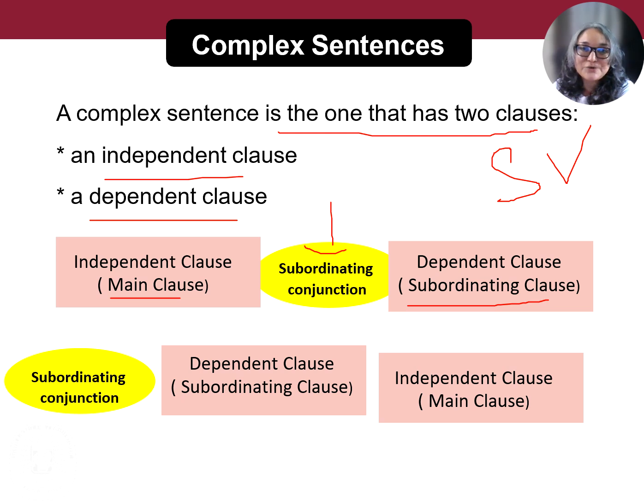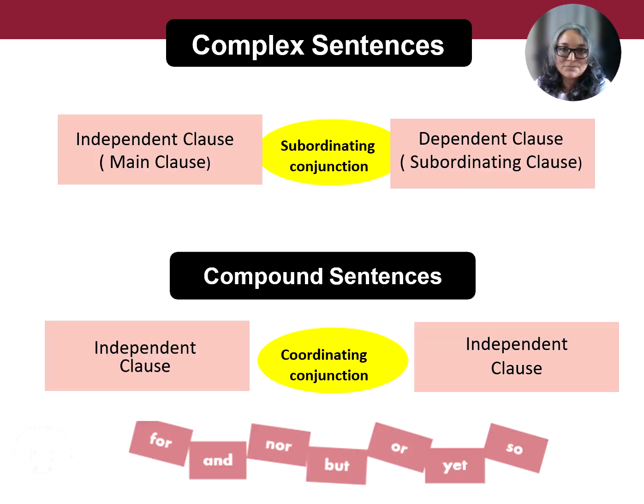Another structure for complex sentences is the one where you have first the subordinating conjunction, then you have the dependent clause, and then you have the independent clause. When you have this structure, you're going to find a comma separating the two clauses.